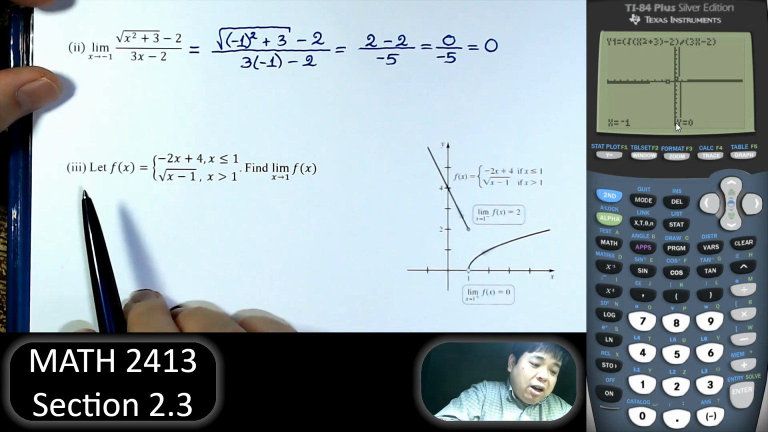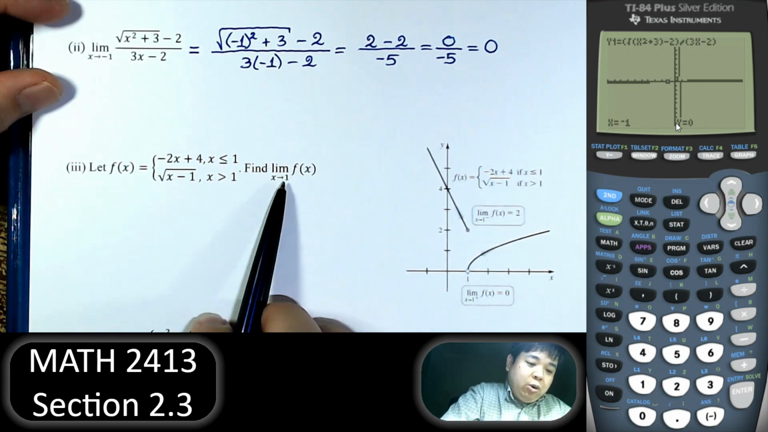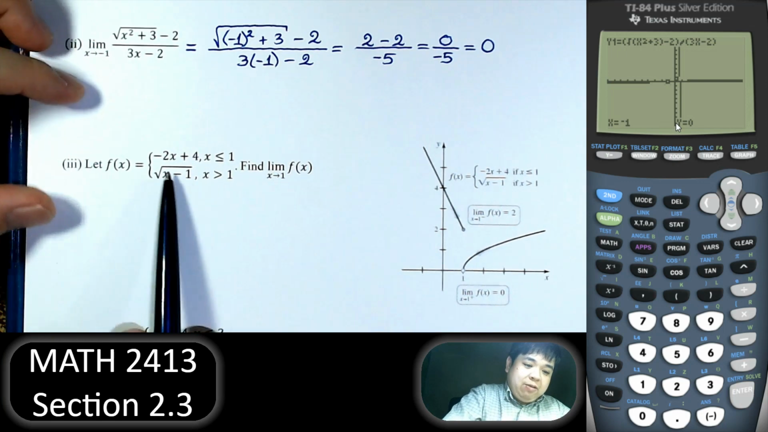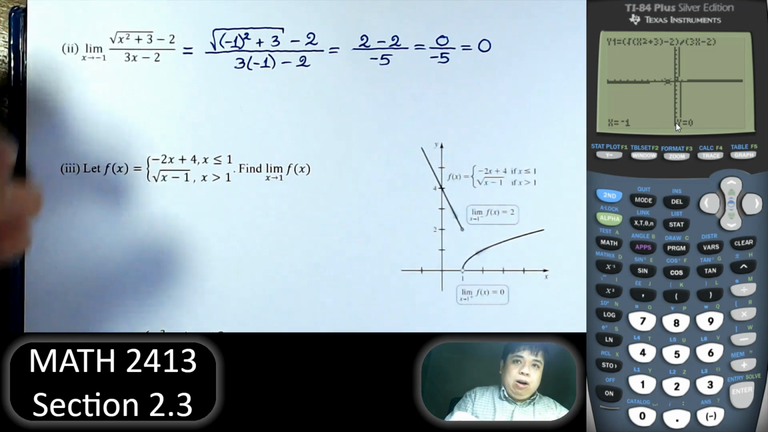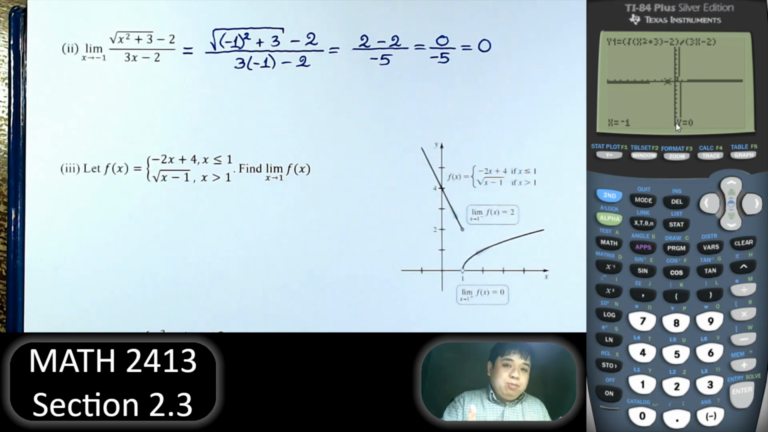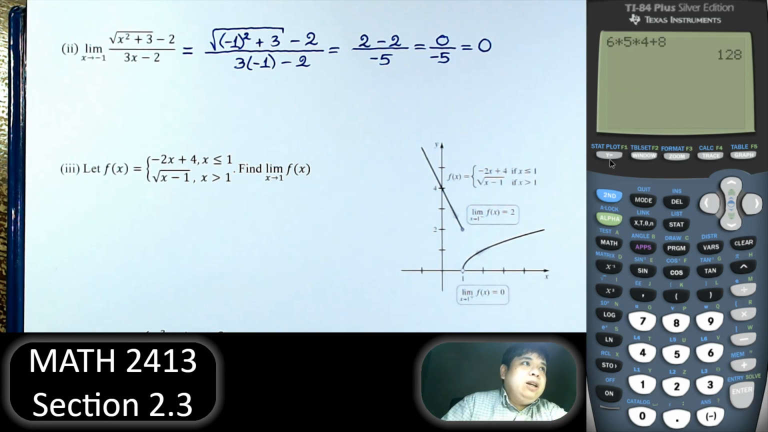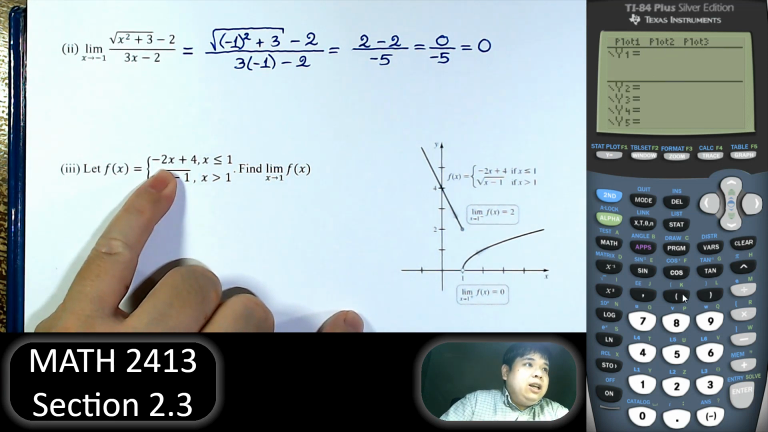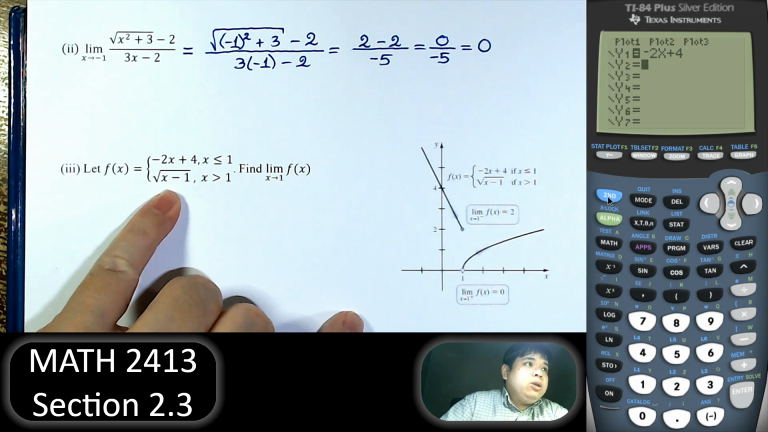Right, let's find the limit of the function when x goes to 1. So we have this piecewise function. By the way, can we graph this piecewise function on the calculator? So let's try. We just enter exactly -2x plus 4, and then square root of x minus 1.